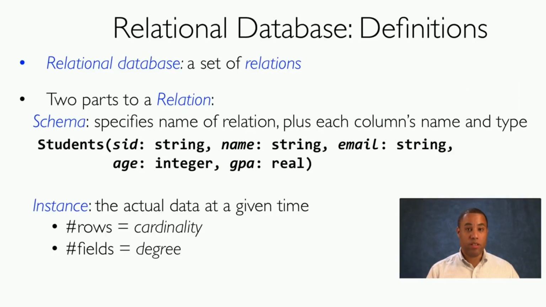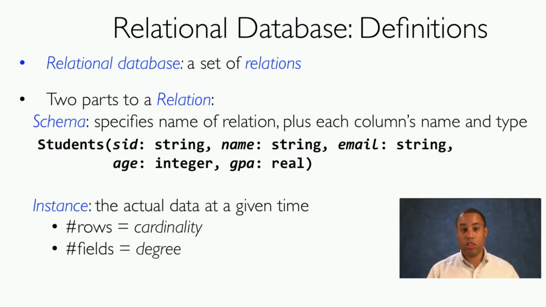In a relational database, we have the following definitions. First of all, a relational database is a set of relations, and there are two parts to a relation. A schema that specifies the name of the relation plus each column's name and type. So here we have a schema for a relation called students, and it consists of columns of a SID, name, email, age, and GPA, and each of those columns has an associated type. For example, the name is type string, the GPA is type real.